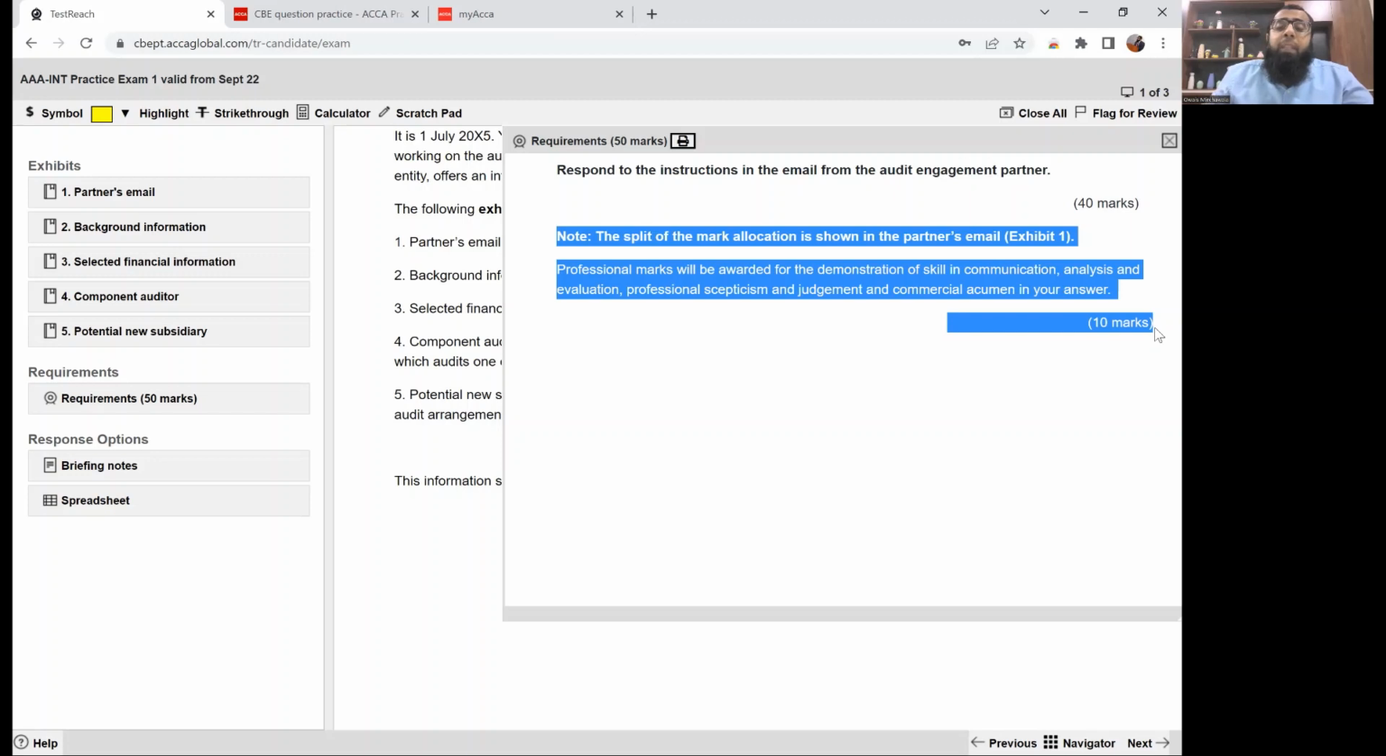Many students ask me this question: sir, have these professional marks made our exam easy or difficult? So I would say that if you follow the proper communication approach, if you follow the proper evaluation approach, then it has made it easy. But if you don't use proper communication, if you don't use proper evaluation and analysis, then you will be losing marks in these professional areas.